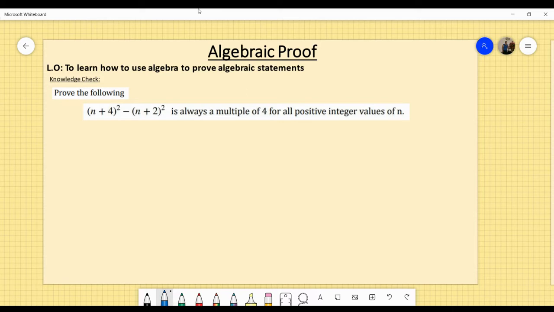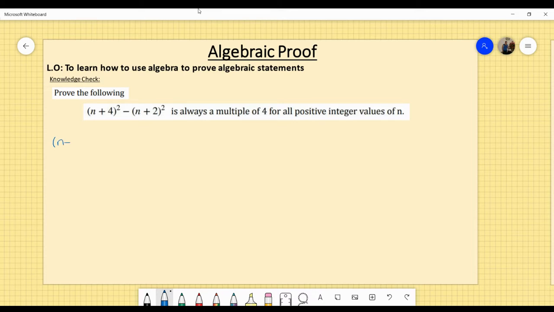Right, so this time we're trying to show that that expression is always a multiple of 4 for all positive integers of n. So our first job is, like the last question, expand all the brackets, but we're not aiming to get it to equal something specific this time. We just need to make sure that we can show it's a multiple of 4.